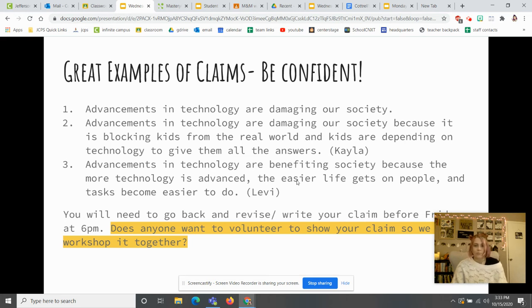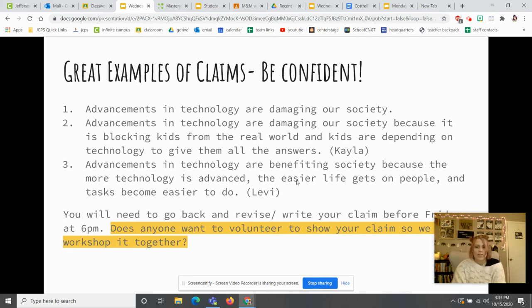That's a great claim. I know exactly what Kayla is going to argue. She's on the side of damaging. She is going to argue that technology blocks kids from the real world and that they've become too dependent on technology. That would be a really super interesting essay if she wrote an essay using this claim.